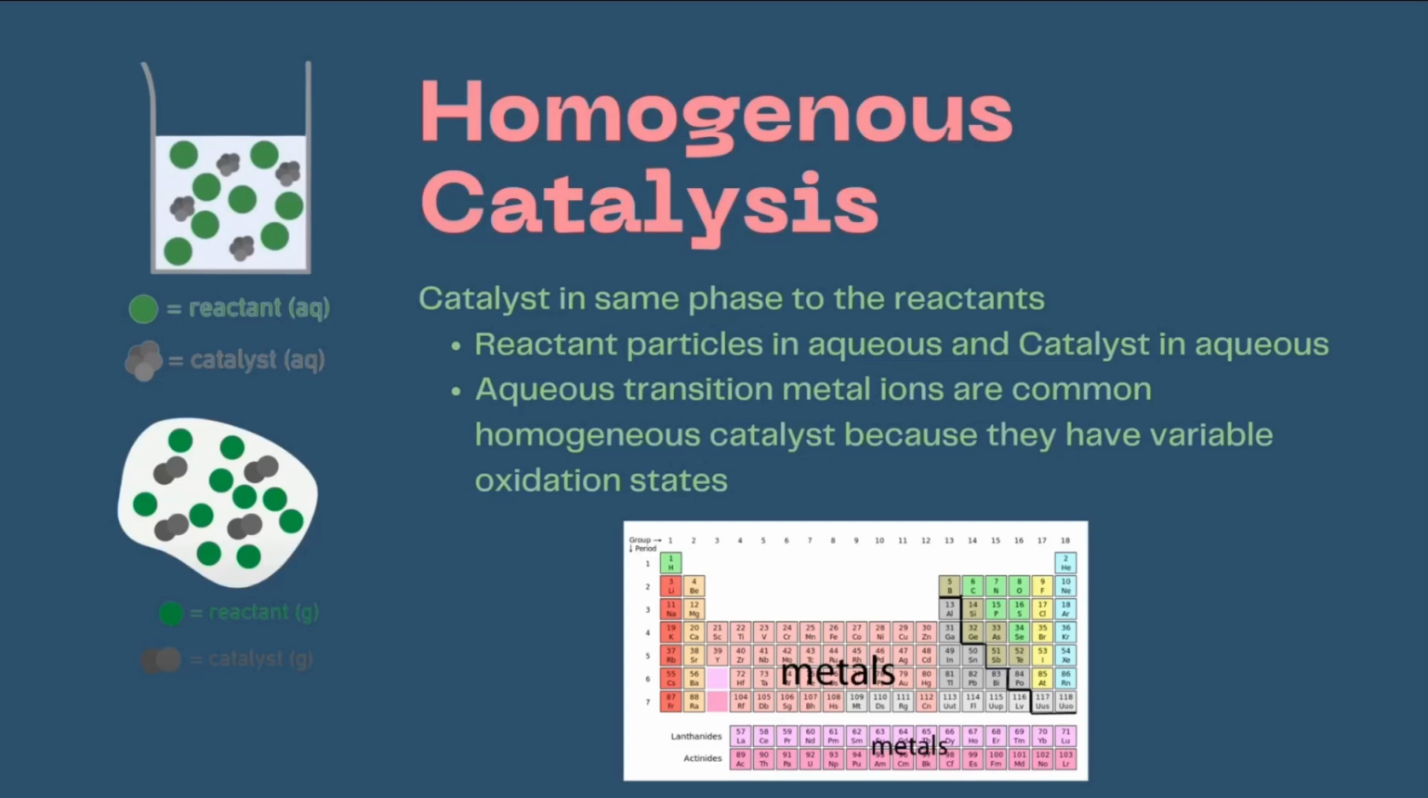Aqueous transition metal ions are the most commonly found homogeneous catalysts because they have variable oxidation states. You can see in the periodic table below, these elements are all metals.